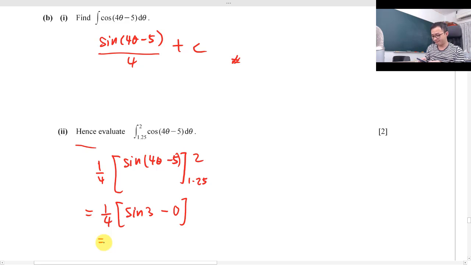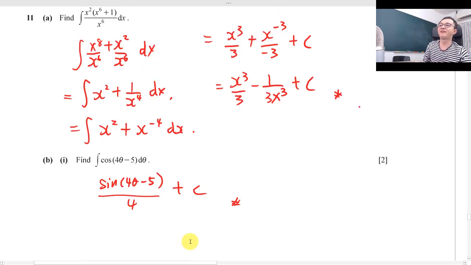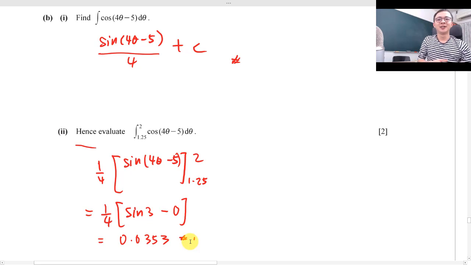Change your calculator to radian. So then sine 3 divided by 4, you should get 0.0353. Alright, so this is how we do it. Yup, we have finished everything. Alright, so why is it radian? Because you see the angle over here. If it is degrees in IGCSE, they will compulsorily write the degree sign here. If you see these two don't have the degree sign here, then it is radian.